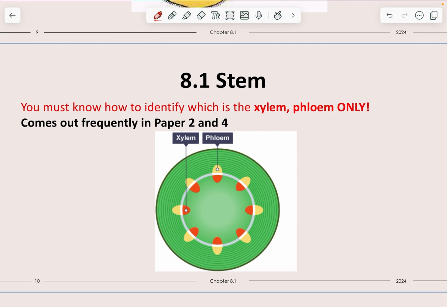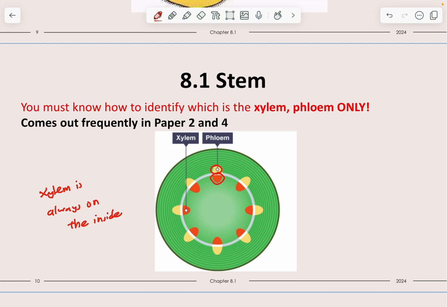One thing that I can tell you is that you need to remember that xylem is always on the inside, meaning outside located here is the phloem, inside is the xylem. And now you're asking me, why is xylem always on the inside for the stem?